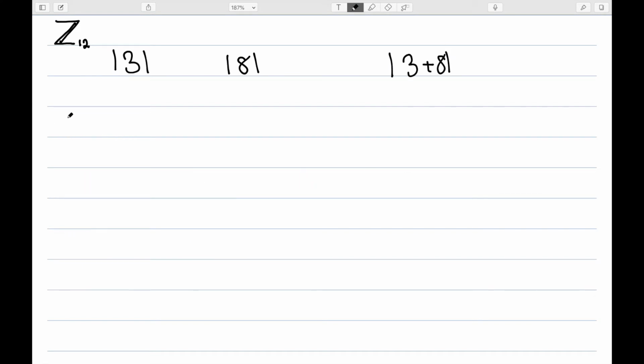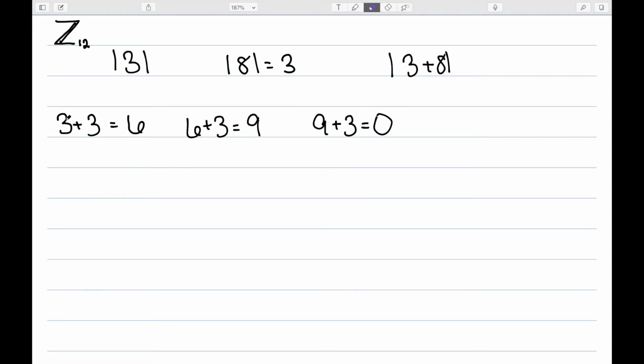Let's do another one. This time I'm going to do 3, 8, and 3 plus 8. We just found that the order of 8 was 3. 3 plus 3 is 6. 6 plus 3 is 9. And 9 plus 3 is 12. Mod 12 would be 0. So here we have 4. So the order of 3 is 4.